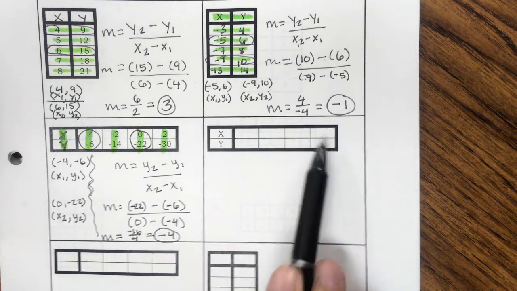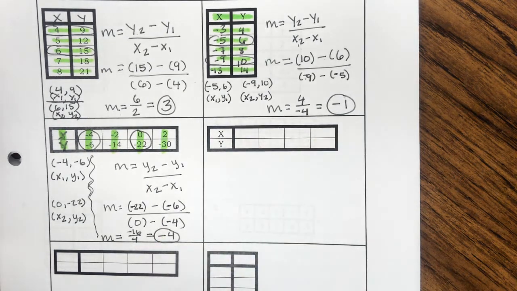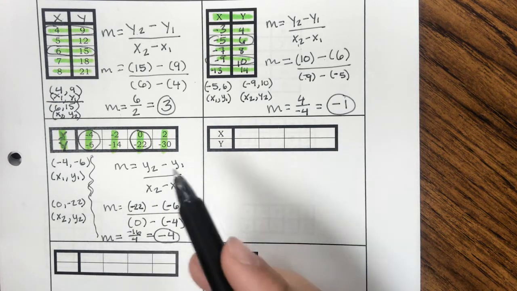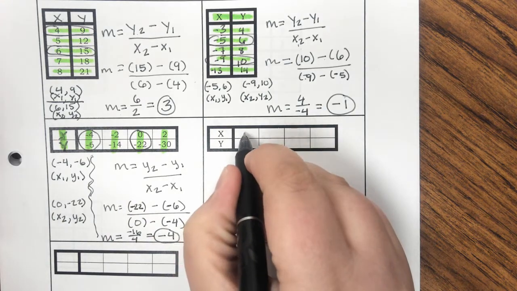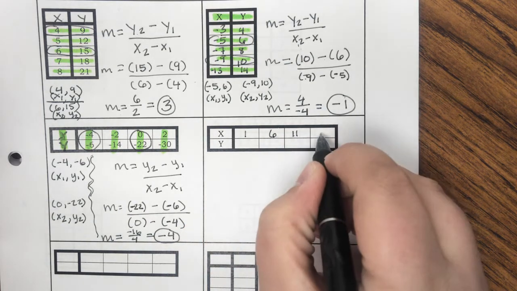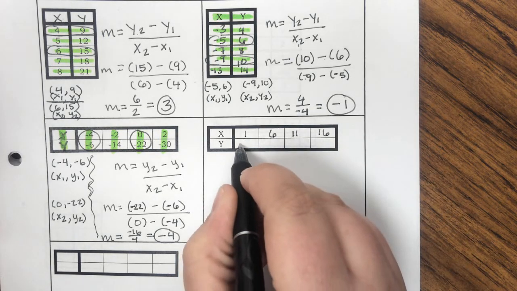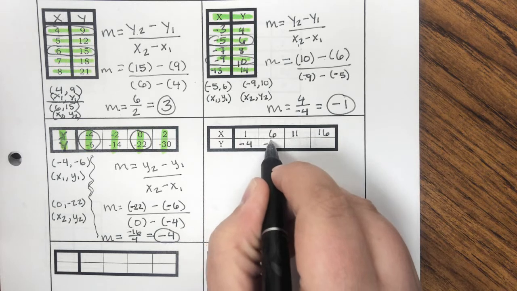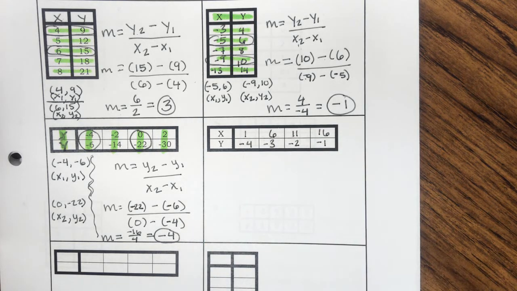Okay. In the next table, we see again, x is the top row, y is the bottom row. We're going to fill in the x and y values. You're going to have these written down on your assignment already. The numbers will be given to you. We just wanted to practice taking notes, I guess. So x values are 1, 6, 11, and 16. Y values are negative 4, negative 3, negative 2, and negative 1.